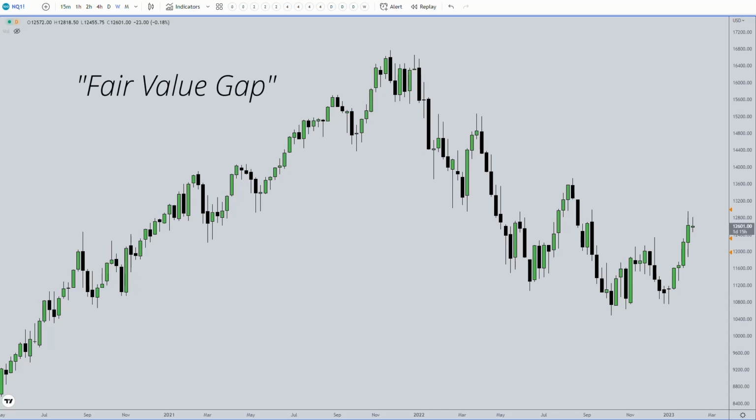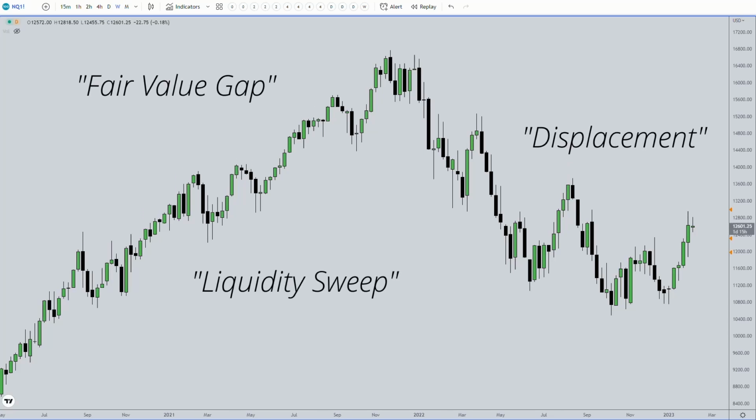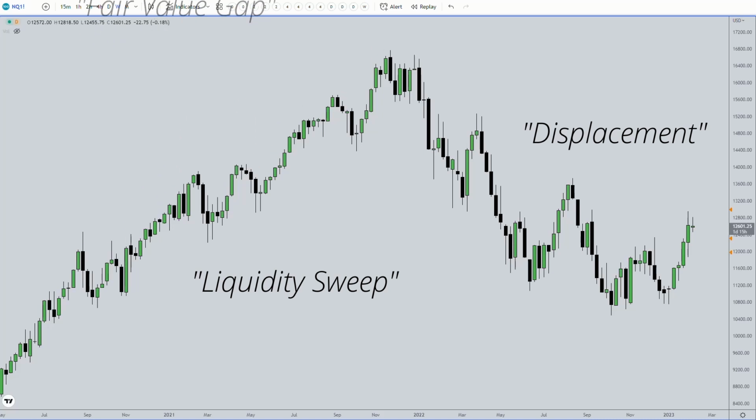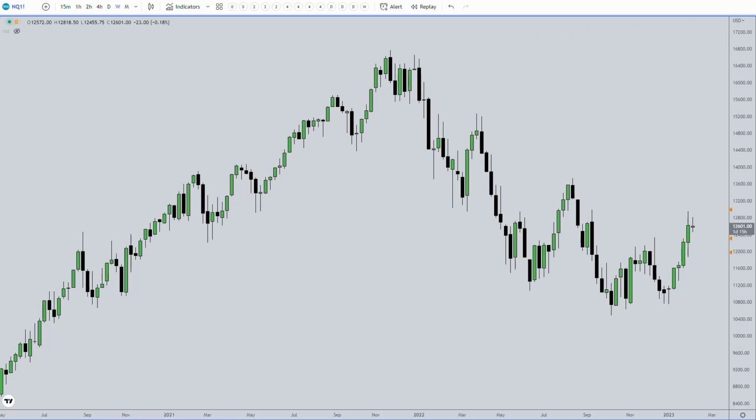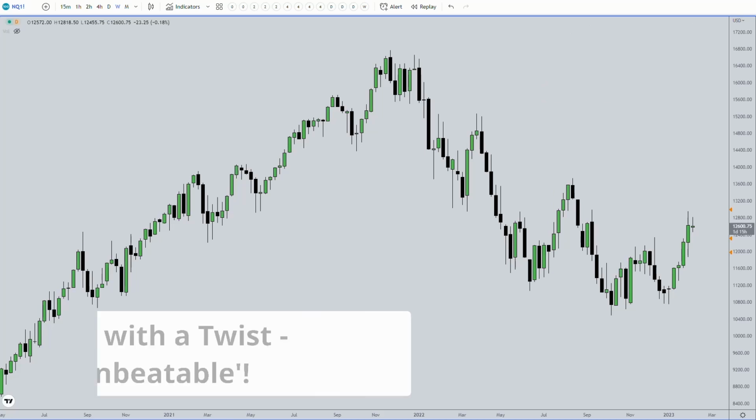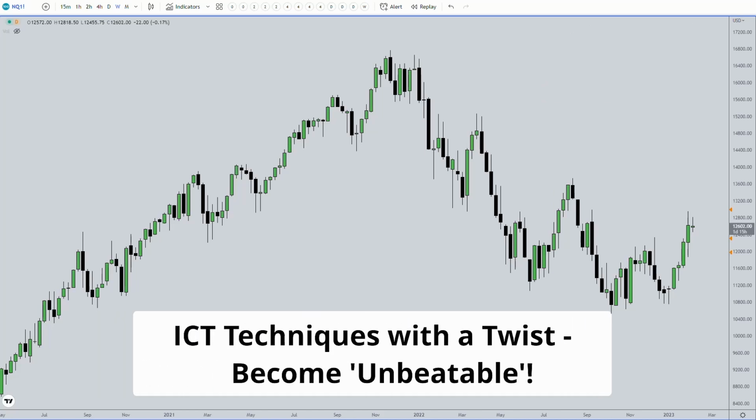Fair value gap, liquidity sweep, and displacement are ICT concepts everyone is talking about right now. In this video, I want to show you how I have integrated them into my trading. Basically, ICT techniques with a twist.